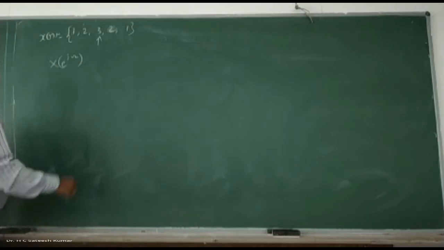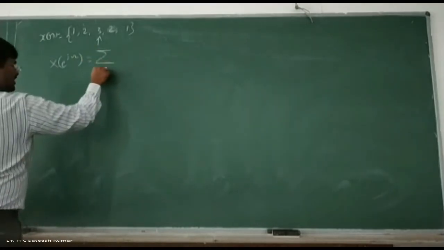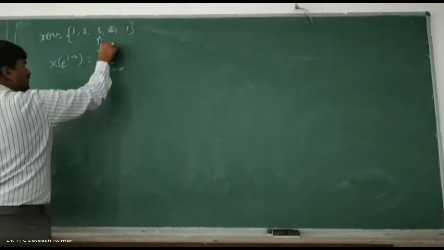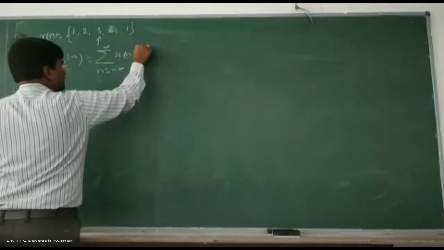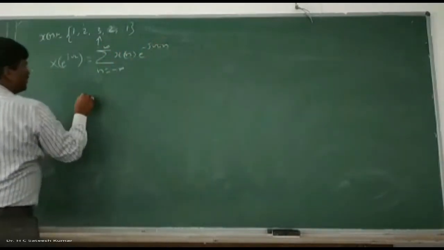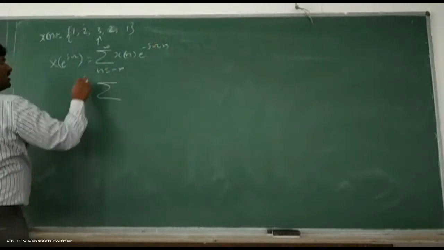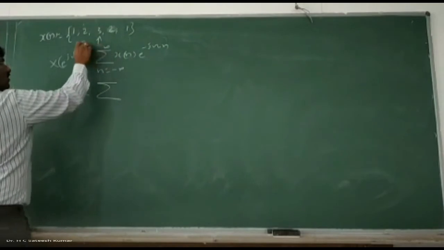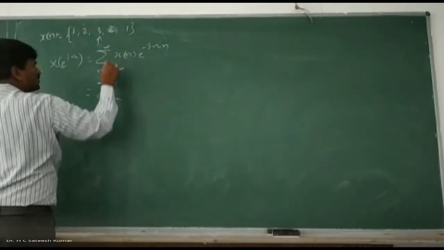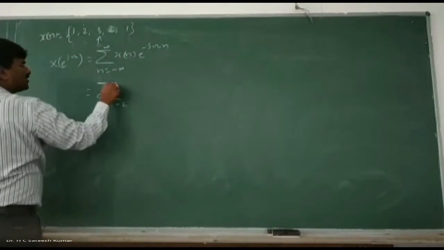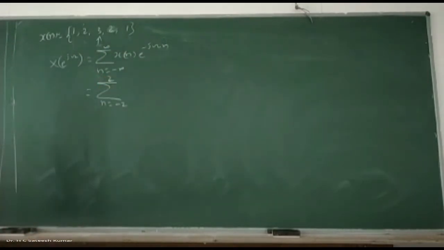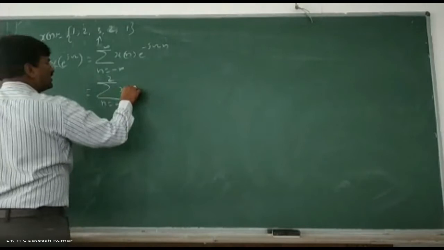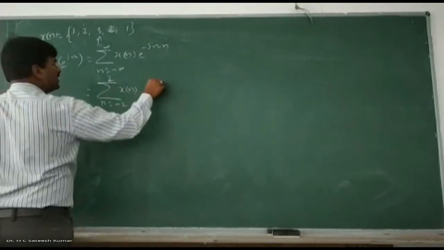X of e to the power of j omega is equal to summation n varies from minus infinity to plus infinity x of n into e to the power of minus j omega n. Even though the summation is from minus infinity to plus infinity, my signal exists only at 0, minus 1, minus 2, plus 1, plus 2. Therefore, summation n varies from minus 2 to plus 2 only. Elsewhere it is 0, so there is no meaning in taking the summation for the other values.